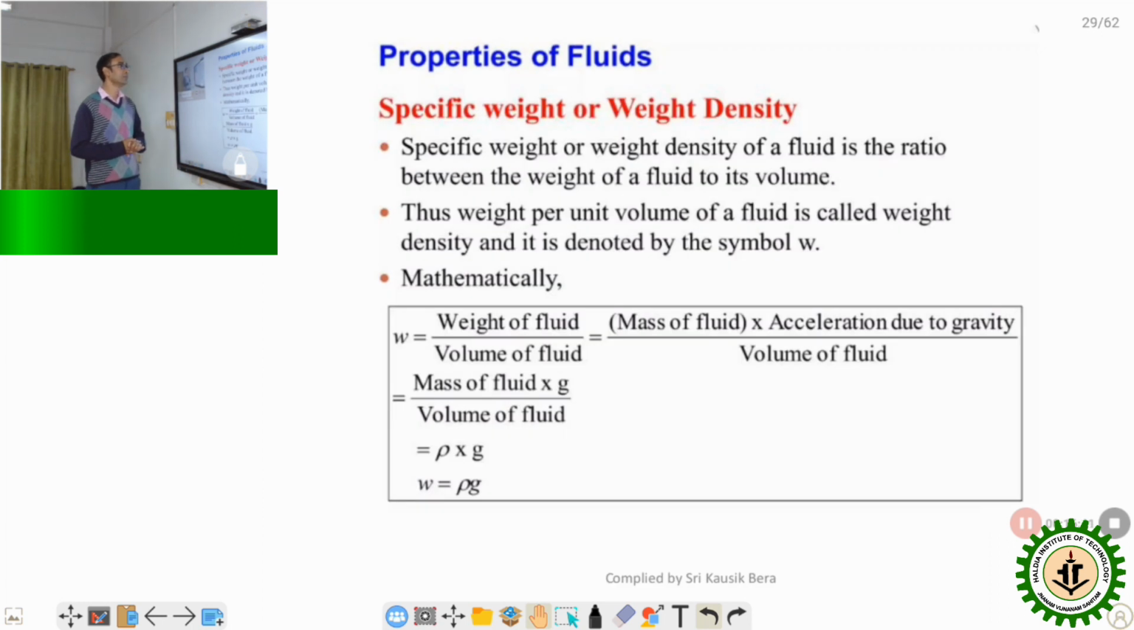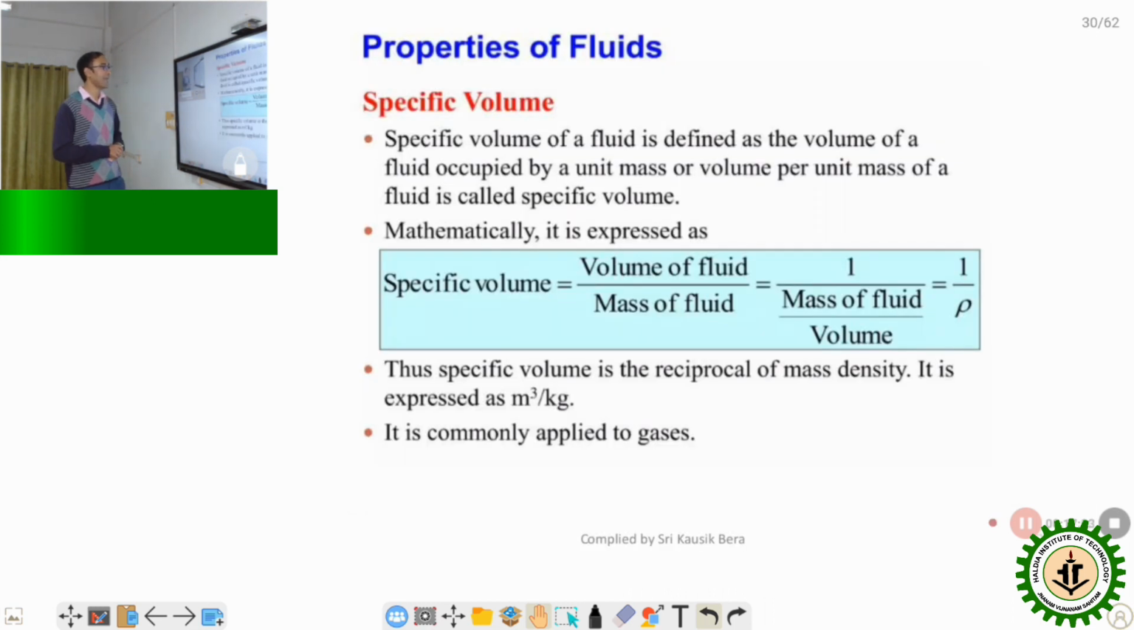Now another property is specific weight or weight density. This is the ratio of the weight of fluid to the volume of fluid. So we can write W equals rho into g, where W is defined as specific weight or weight density. And specific volume is the ratio of volume of fluid to the mass of fluid. So we can write it as 1 by rho, and the unit is meter cube per kg. It is commonly applied to gases.